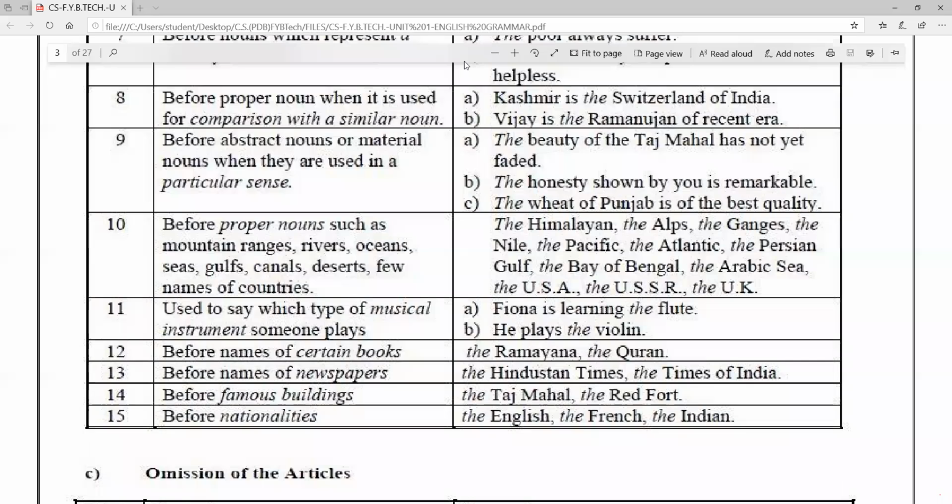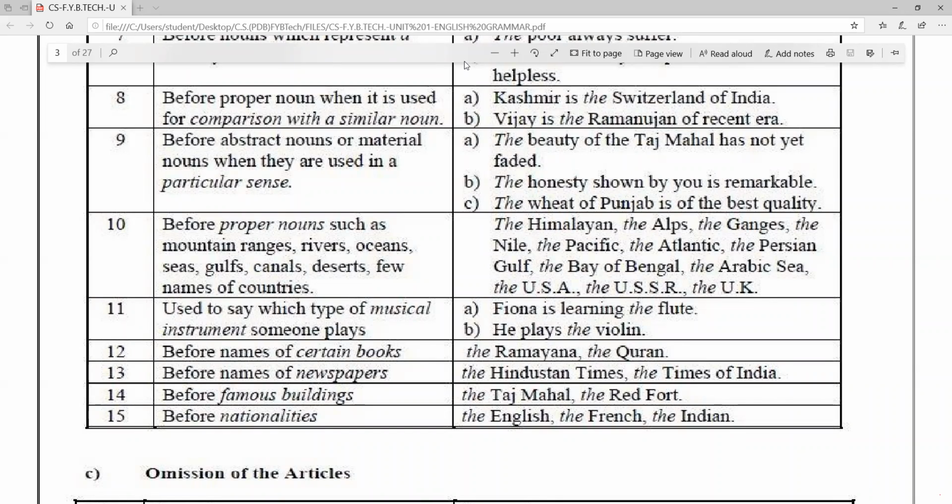The USA, before USA, United States of America, we use the article. Then the USSR, then the UK, United Kingdom. So before the names of the countries, we use article the.